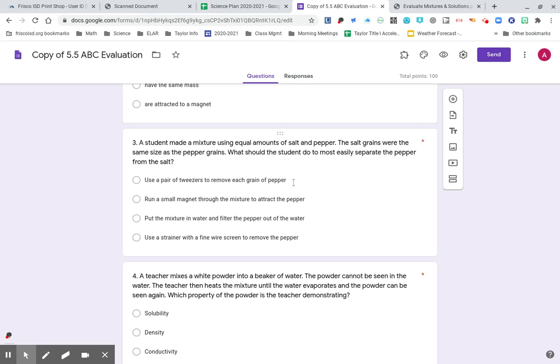Use a pair of tweezers to remove each grain of pepper. Run a small magnet through the mixture to attract the pepper. Put the mixture in water and filter the pepper out of the water. Use a strainer with a fine wire screen to remove the pepper.